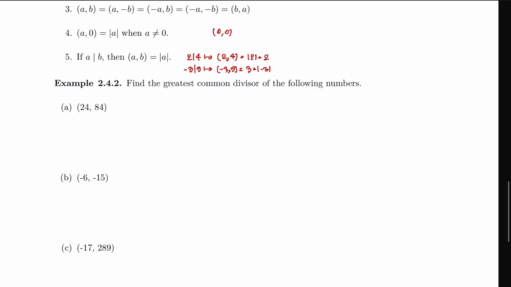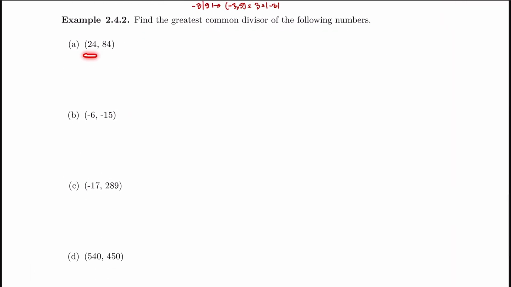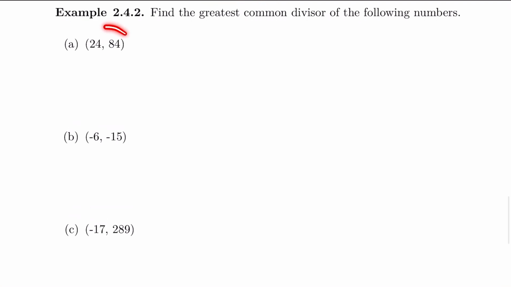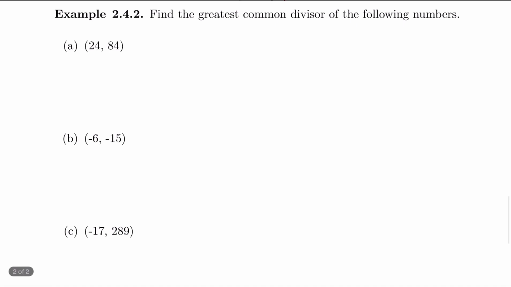Okay, let's go to this example. Let's try to find the greatest common divisor of these pairs of numbers. So we start with this one, 24 and 84. As we can see, you can switch the order of the numbers, and then we have to find the greatest common divisor of 84 and 24. So if you cannot figure it out, you might start with prime factorization, or you try to write these numbers as the product of primes.